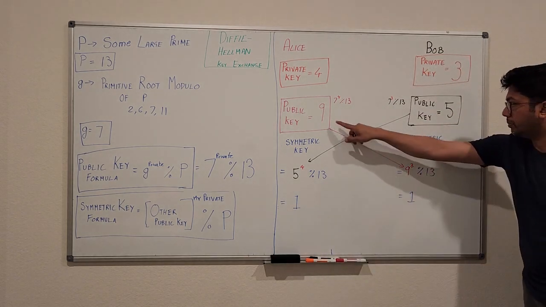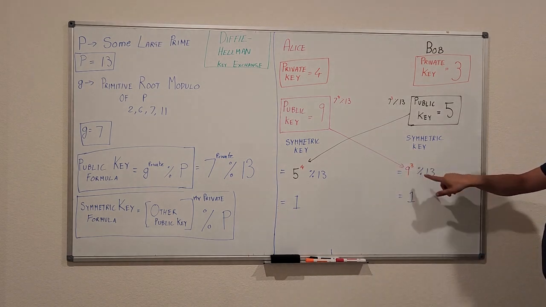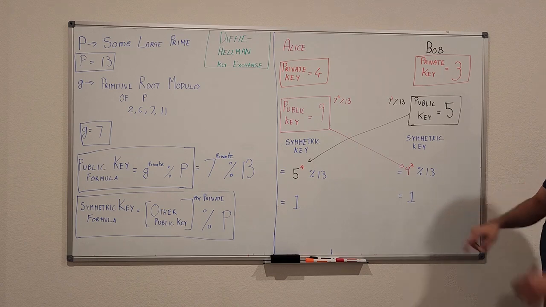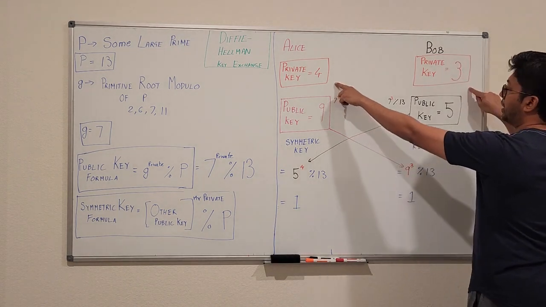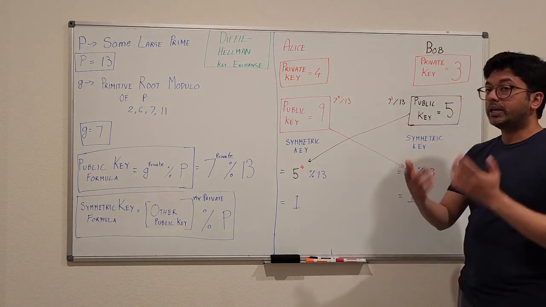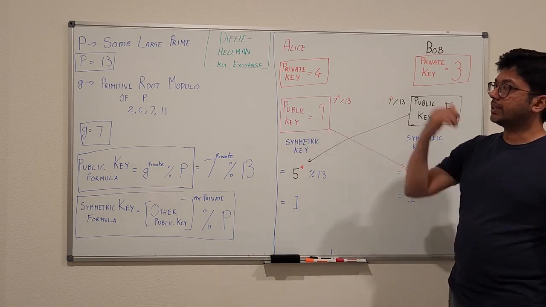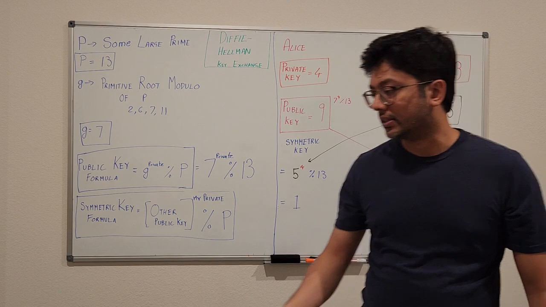Your friend takes your public key, which the spy also heard, raised to 3, which only he knows, modulo 13, which is 1. So only people who know either this private key or this private key can come up with this symmetric key. Now you might think, what if the spy generates his own private and public key? He can generate his own private and public key.